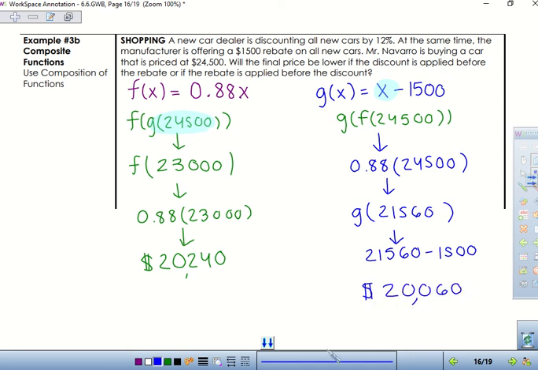Okay. So which one's better, the left or the right? This one's better. Yeah, you save a little bit more money, right? So the moral of the story here is composition does matter, the order, unlike multiplication and addition. Composition is more like subtraction and division, where the order does change the final answer.